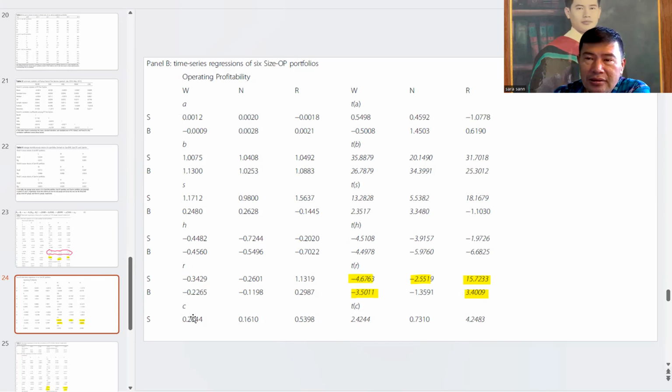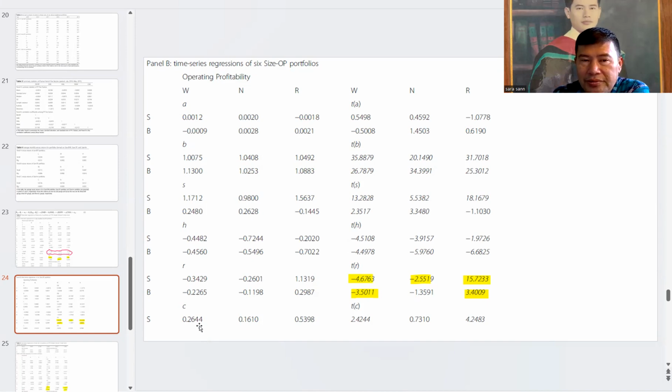And the rest, C. C is the coefficient of return on equity by itself. Return on equity, you can see all the signs on the right side, only small size to weak. You can see that, small size to weak. I mean small size to low return on equity, small size to low return on equity.